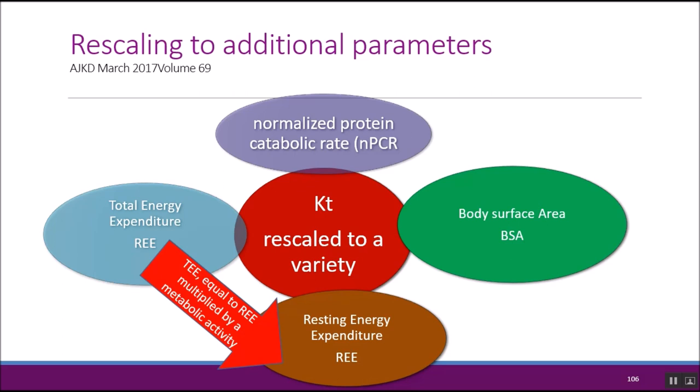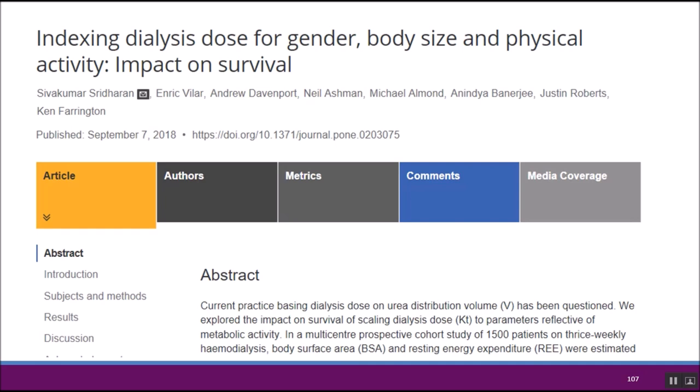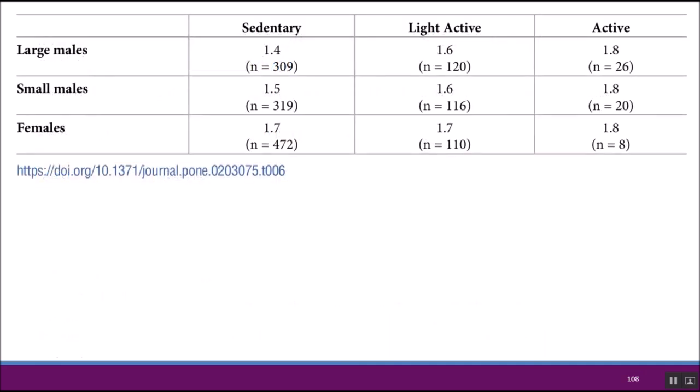The importance here is to compare patients' gender and weight as well as activity. So three factors are important: the difference in gender, the difference in weight, and the difference in activity of the patients. Sedentary people may not require very intensive dialysis like an active one. And for small males and females, it's better to divide KT over the body surface area, not over the V.